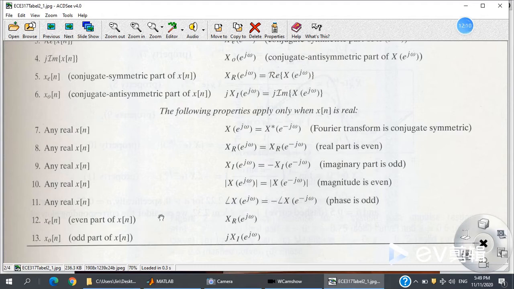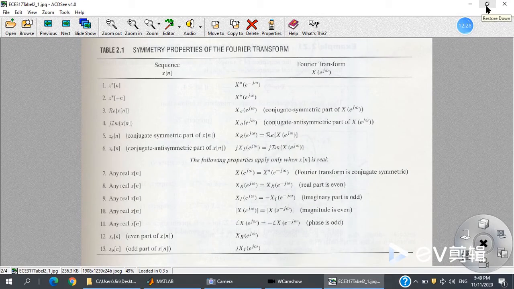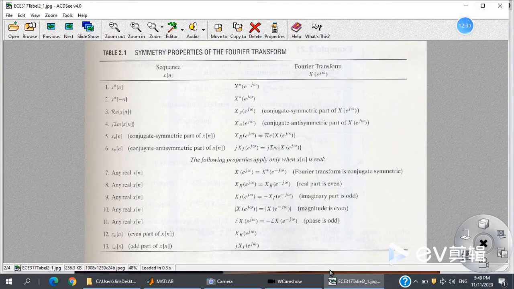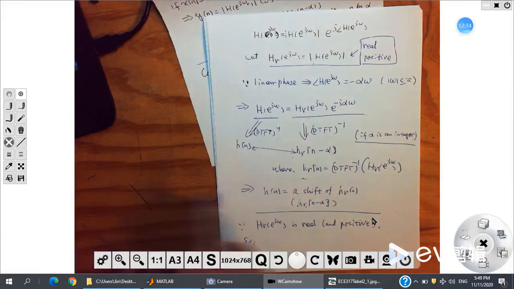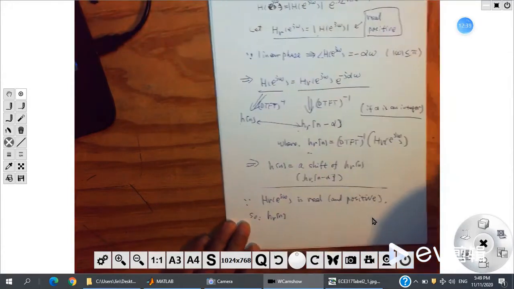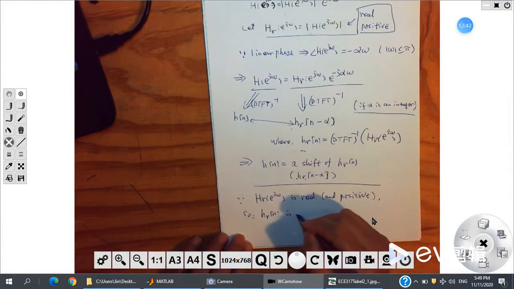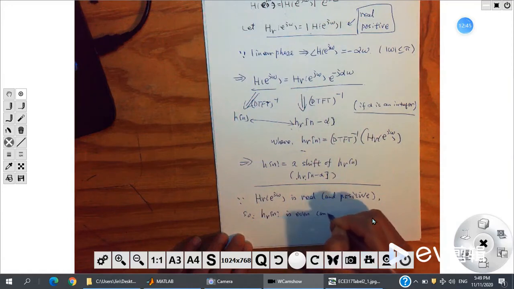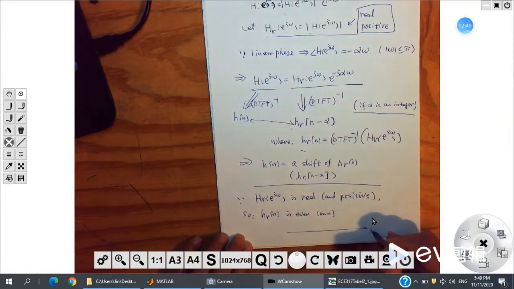This is HR. Then we go to the time domain. It will be an even part of x. Now we only have this even part. That means the signal in the time domain is just an even function, an even signal. Okay, so I will claim hr of n is even on n. If this is n, the hr will look something like this.